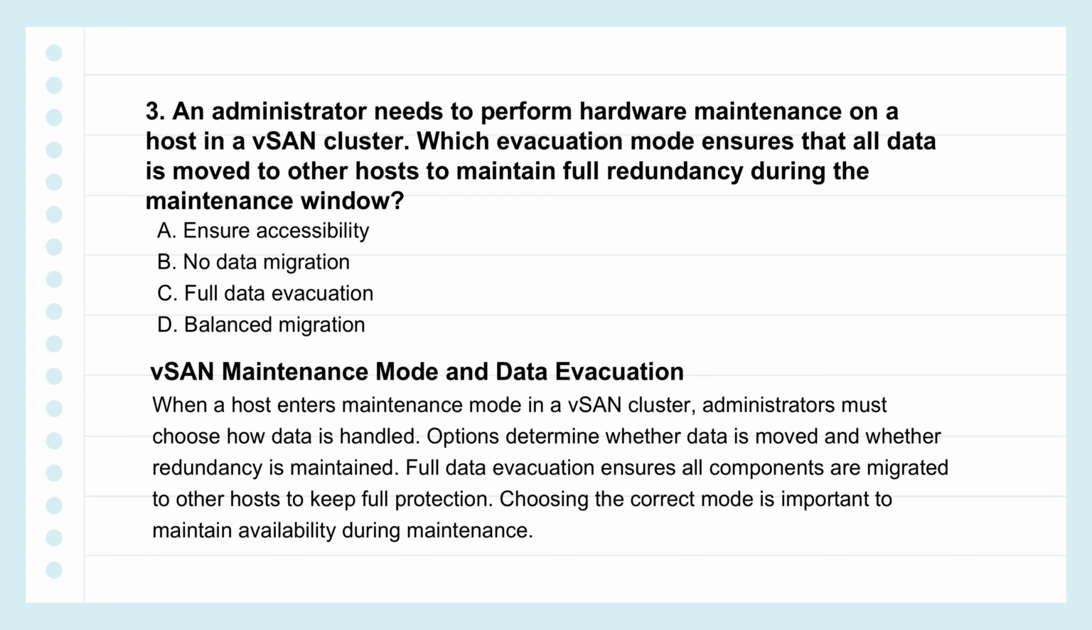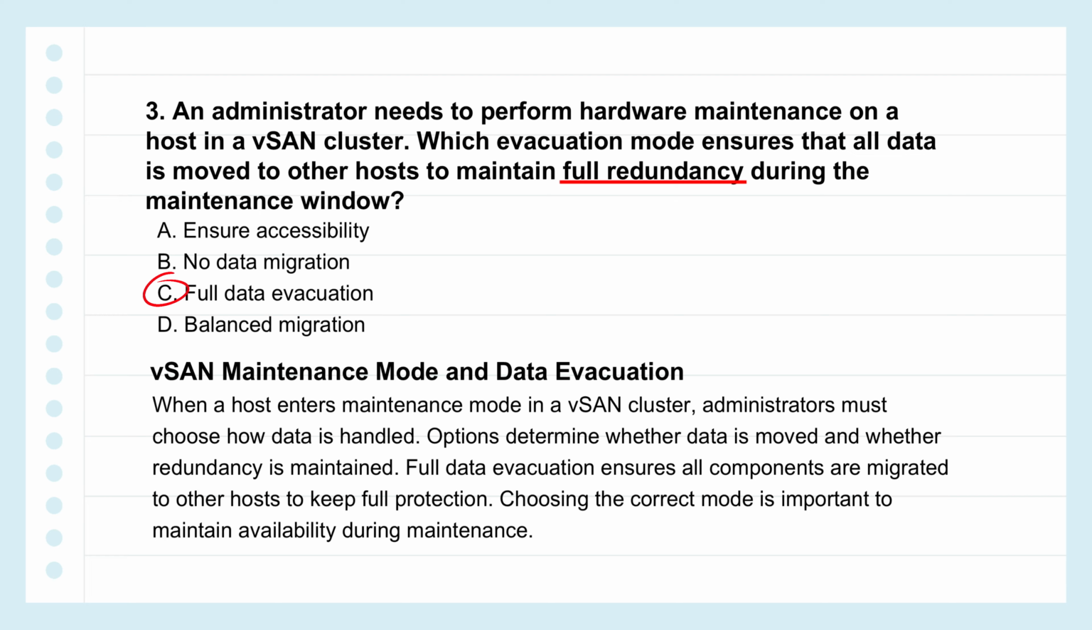Important question. Very. The options are ensure accessibility, no data migration, or full data evacuation. The absolute key words here, the ones you have to highlight in your mind, are full redundancy. That changes the entire calculation. The answer has to be full data evacuation. Now, I can already hear some of our listeners yelling at their speakers, but wait, full data evacuation takes forever. Doesn't that move potentially terabytes of data across the network? Oh, it absolutely does. It takes a long time.